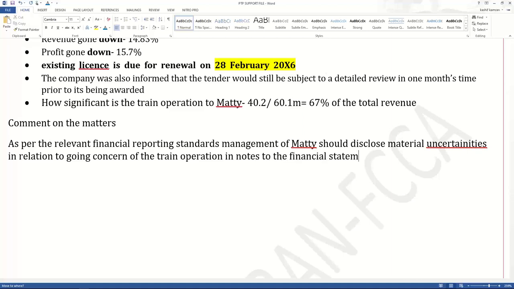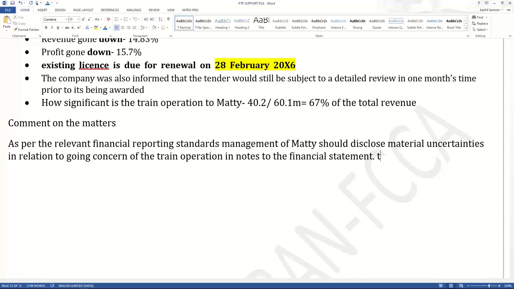I hope you all agree. I'm not naming IAS 1 here, but that is the requirement of IAS 1, Presentation of Financial Statements, that you should disclose the material uncertainties relating to going concern in your notes to the financial statements. So is that the accounting treatment of IAS 1? That as per the relevant financial reporting standard, the management of METI should disclose material uncertainties in relation to the going concern of the train operation in the notes to the financial statements. So did we write the accounting treatment?